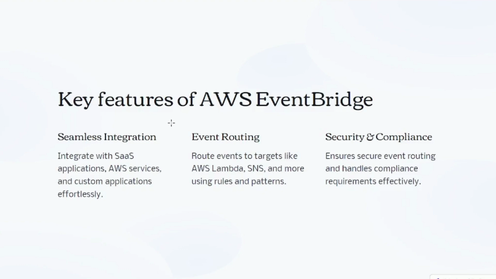So these are the features of EventBridge. The first one is seamless integration. With the help of EventBridge, we can integrate third-party tools, third-party applications, AWS services, and custom applications very effortlessly. And the second one is routing. We can route the events to targets like AWS Lambda, SNS, or even another EventBridge, cross-region EventBridge also, using customized rules and custom patterns.